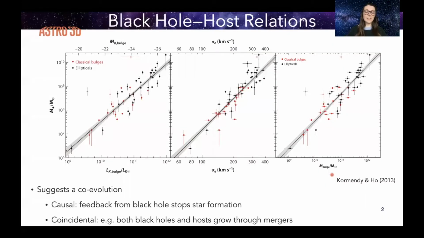So, in the local universe, there exist extremely tight correlations between the properties of a black hole and its host galaxy. So, here we have the black hole mass against bulge luminosity, velocity dispersion, and bulge mass. And so this suggests some kind of relationship between the growth of black holes and their host galaxies. We're not entirely sure what that is. And the best way of trying to understand why these relationships occur is investigating how they evolve with redshift.